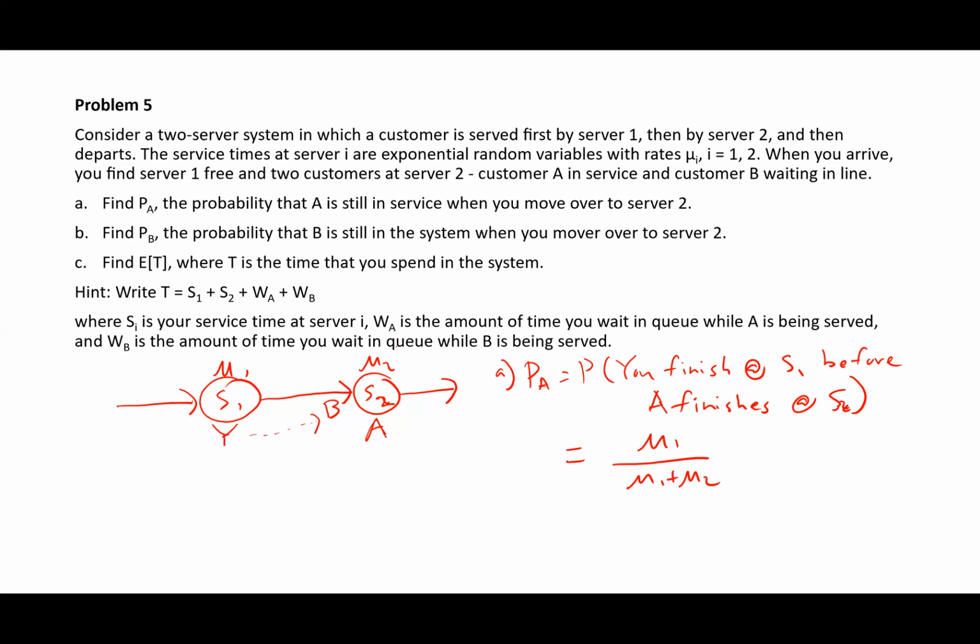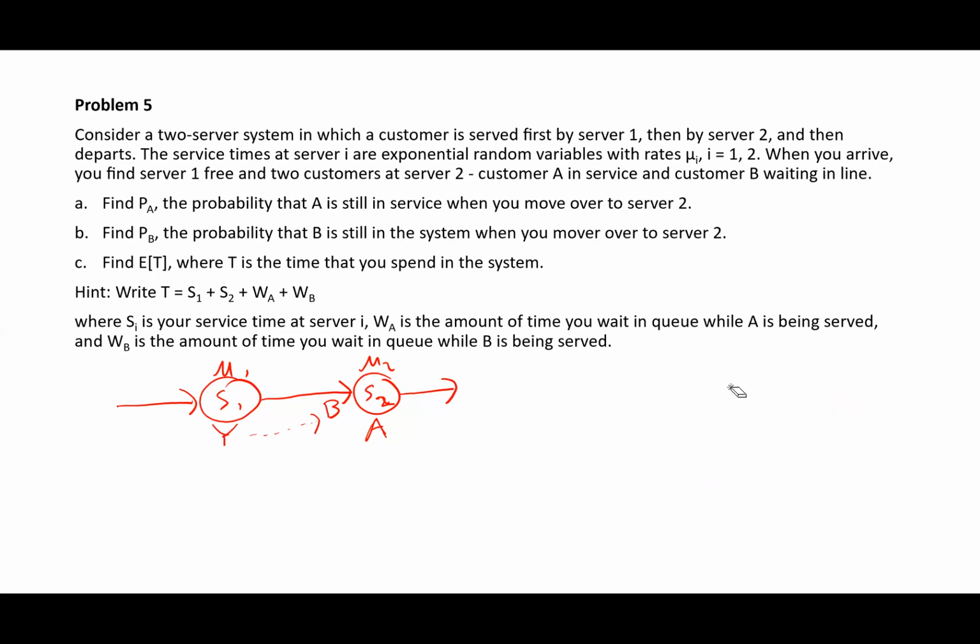Okay. Part B is a little bit more complicated. Part B states that it's the probability that B is still in the system when you move over to server 2. Okay, so you can actually break this down into 2 parts here. I'm going to first erase part A, so we don't have a lot of space in this problem. Okay, let me erase part A. Okay. So in part B, I want to know the probability that I'm going to be waiting for B when I'm done with server 1 and walk over.